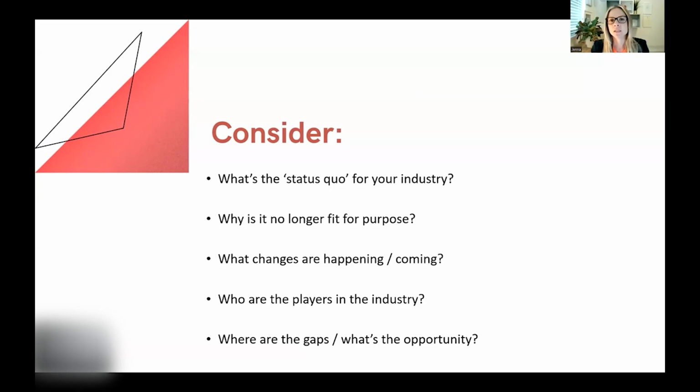The next thing to think about is, who are the key players in this industry? And these are going to be competitors, maybe they're not, but it's really understanding who is operating in this industry, who are the key players. Maybe there's changes that they've noticed, maybe not, but really showing an understanding that you know your market, you know your industry, you know who's operating in it. And then the final thing to think about is, where are the gaps? What's the opportunity? And you've probably thought about this already, because that's where the opportunity and the idea for your business came from. But what are the gaps and what's the opportunity that you've identified for this particular industry? Those are the things to consider.